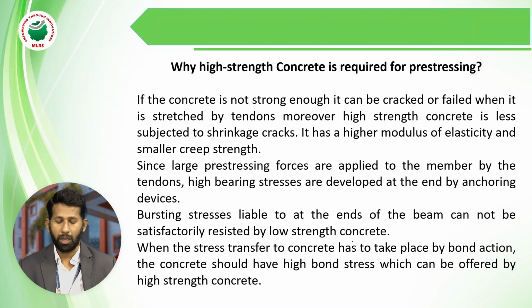Now let us go through why high strength steel and concrete are used for prestressing. Generally the initial losses of prestress are more, due to elastic deformation of concrete, creep, shrinkage, and steel relaxation. So high strength steel and high strength concrete are used: for pre-tensioning, M40 grade concrete is used, and for post-tensioning, M30 grade concrete is used.